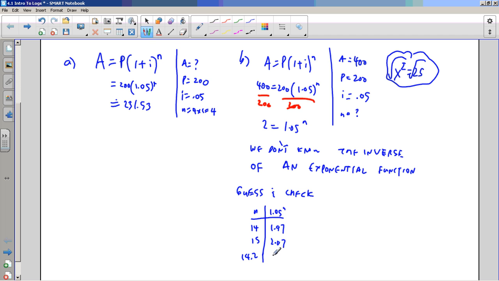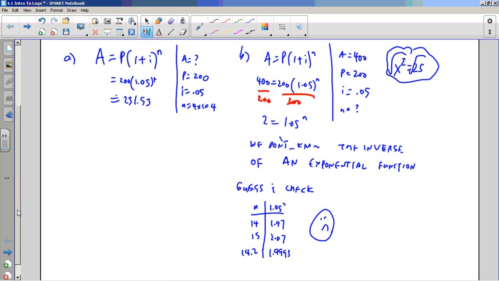This is 1.9993, and that's pretty close, but this is no fun. There must be a way to do that, and we're pretty close to that right now. By the way, then the answer is it'll take about 14 years for it to double. So what's the whole issue? The issue is we don't know the operation that gets the n out of the exponent.